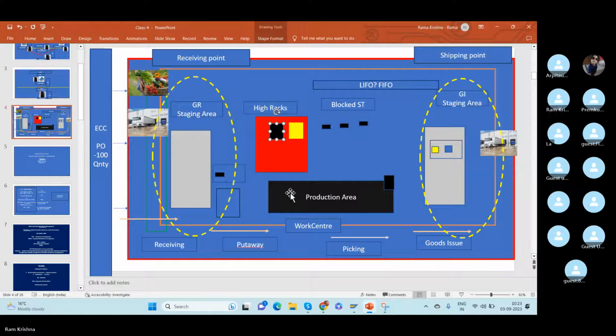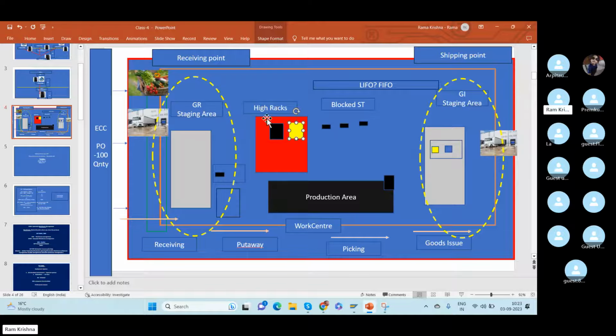So in the production area, when they have a production requirement, they will take only F2 products, unrestricted products only. They will not bother about other products which are under quality inspection or blocked stock. They will take only unrestricted stock. They will not touch the other stock. So with respect to the bin, for the pallet, I'm going to change the stock type.